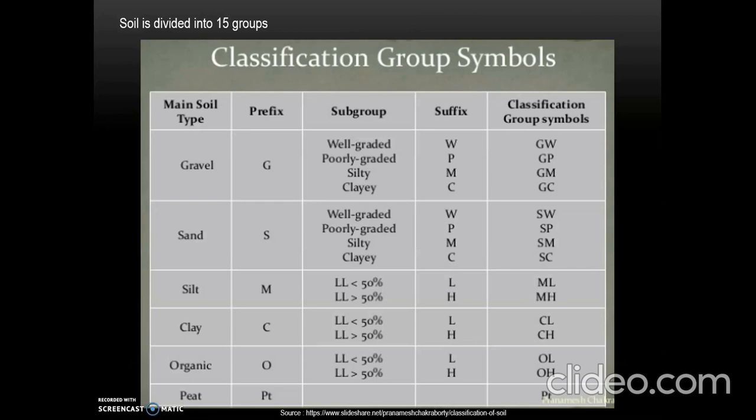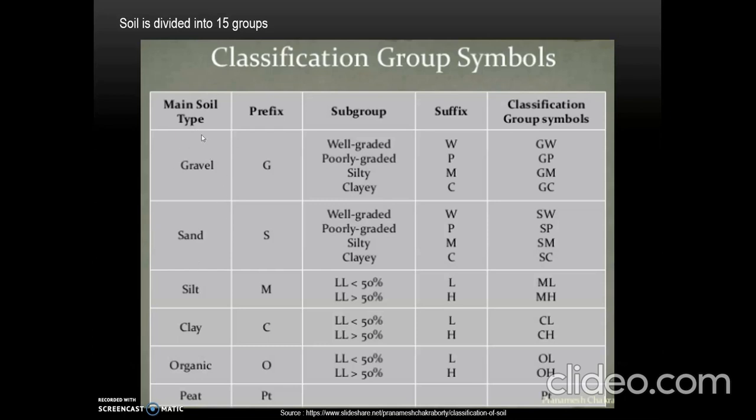In this classification system, soil is divided into 15 groups. So here we can see the slide which is being shared from the presentation which was available online, and the source is mentioned over here. Here in this slide, the classification is easily represented, wherein we can see in the first column there is the soil type.